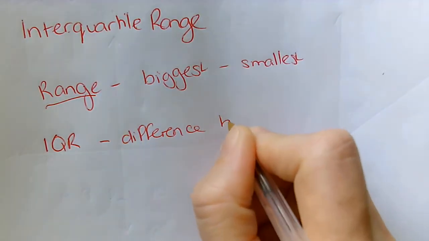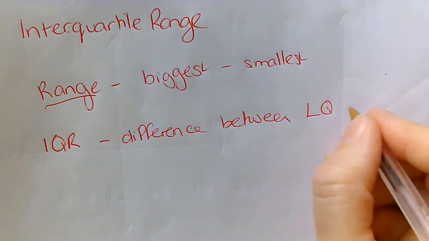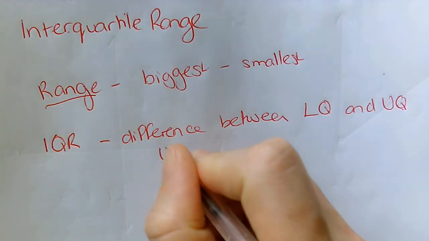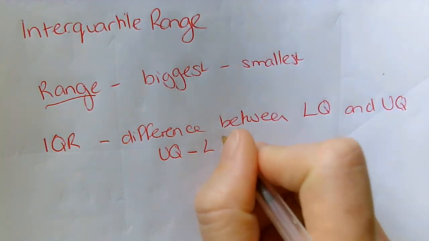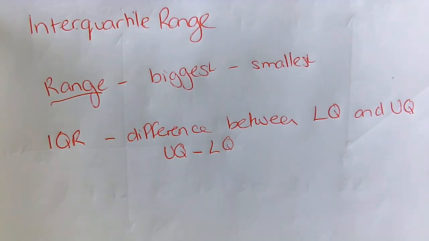between the lower quartile and the upper quartile, which you can calculate easily by doing the upper quartile subtracting the lower quartile. So now we need to work out what the lower and the upper quartiles are.